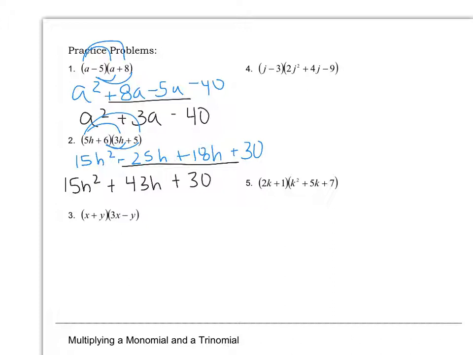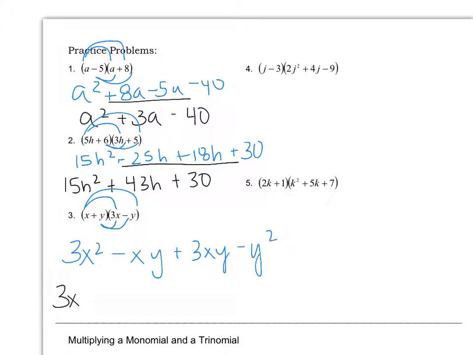So number 3, the first times first is x times 3x is 3x squared. Outside is minus xy. Inside is plus 3yx or 3xy. And then this is going to be minus y squared. So if I combine like terms, I got 3x squared. These two are like terms because they both have an x and a y. So this is going to be plus 2xy and then minus y squared.